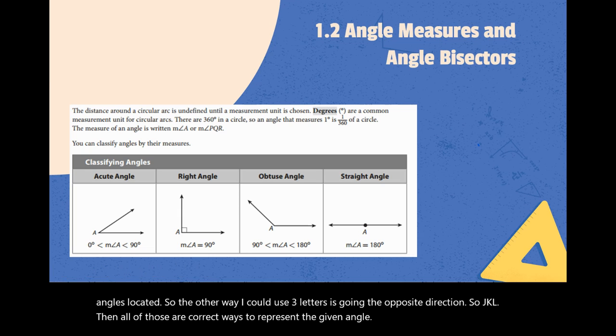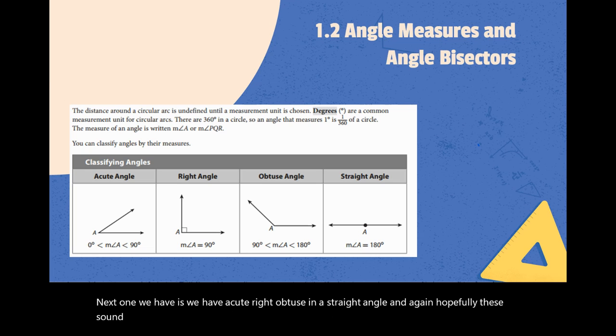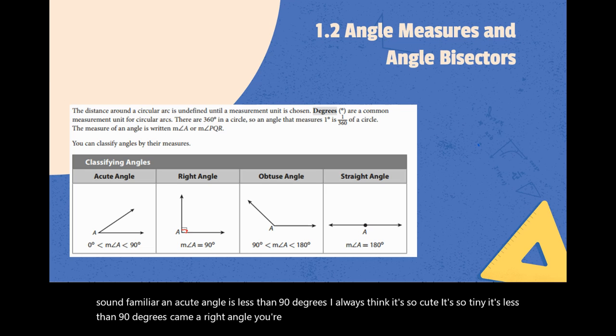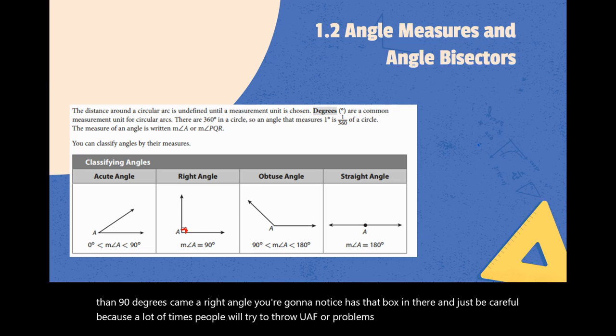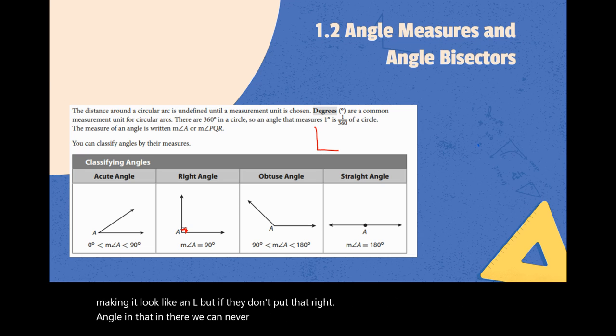Next we have acute, right, obtuse, and straight angles. And again, hopefully these sound familiar. An acute angle is less than 90 degrees. I always think, oh, it's so cute, it's so tiny. It's less than 90 degrees, okay? A right angle, you're going to notice, has that box in it. Be careful, because a lot of times problems will try to throw you off by making it look like an L. But if they don't put that right angle box in there, we can never assume that it's 90 degrees. So it's only 90 degrees when it has that box in the angle, okay?